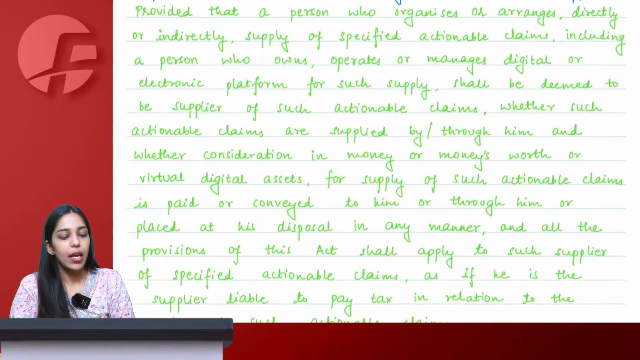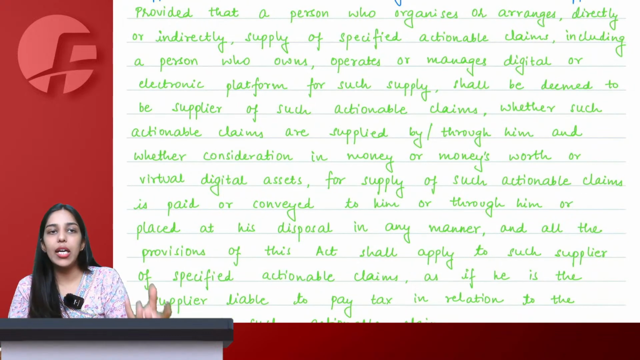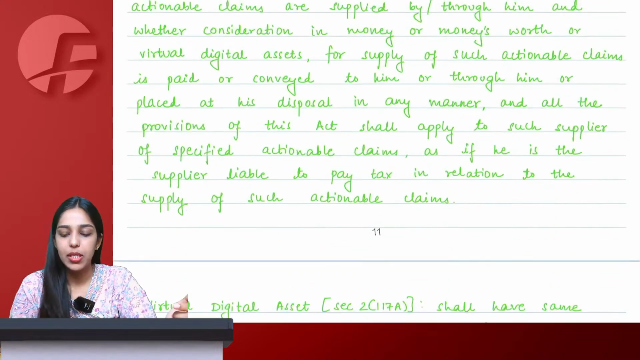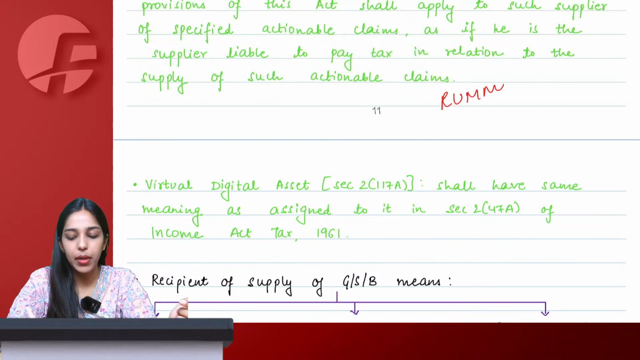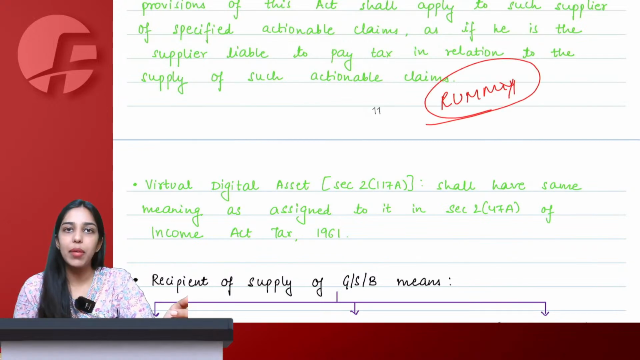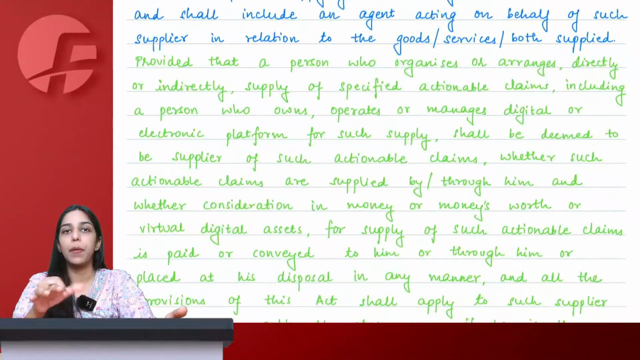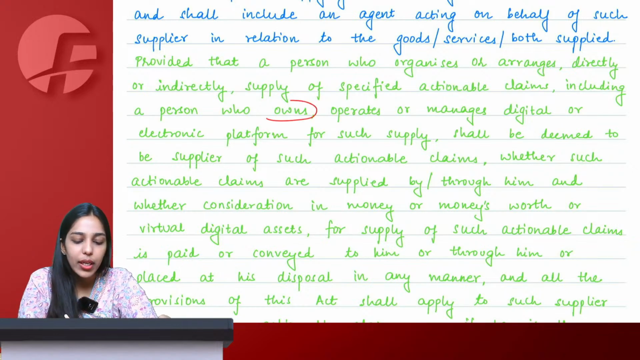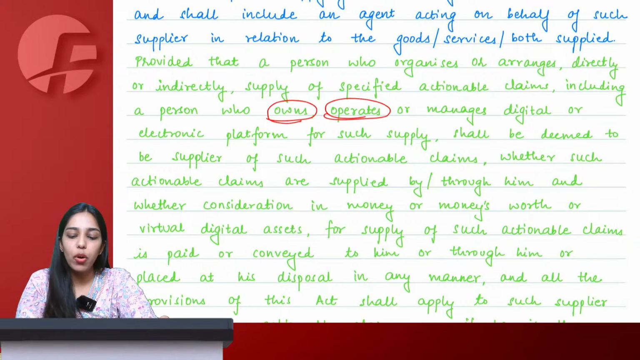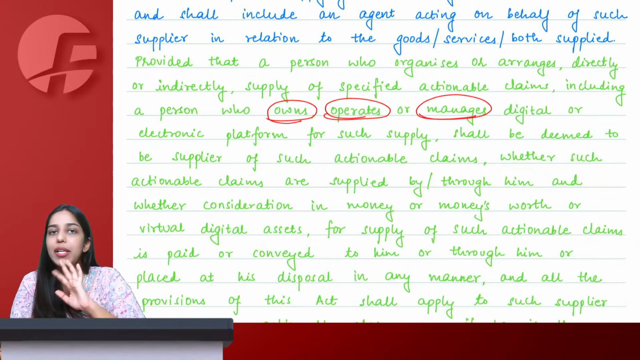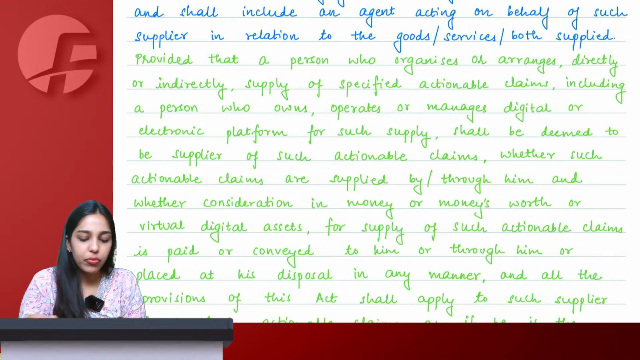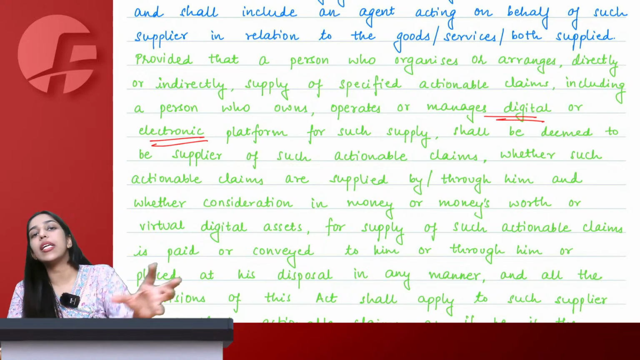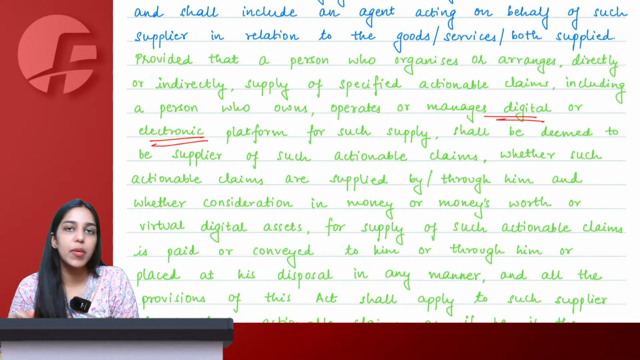They are saying, if there is any electronic or digital platform facilitating transactions in specified actionable claims. Let's say you are playing Rummy online. Rummy is an online money gaming, yes. So the person who is organizing or arranging this online Rummy for you might be owning that platform, operating that platform, or simply managing that platform. That is a separate thing. But the digital or electronic platform through which, directly or indirectly, you are engaged in these kinds of specified actionable claims.